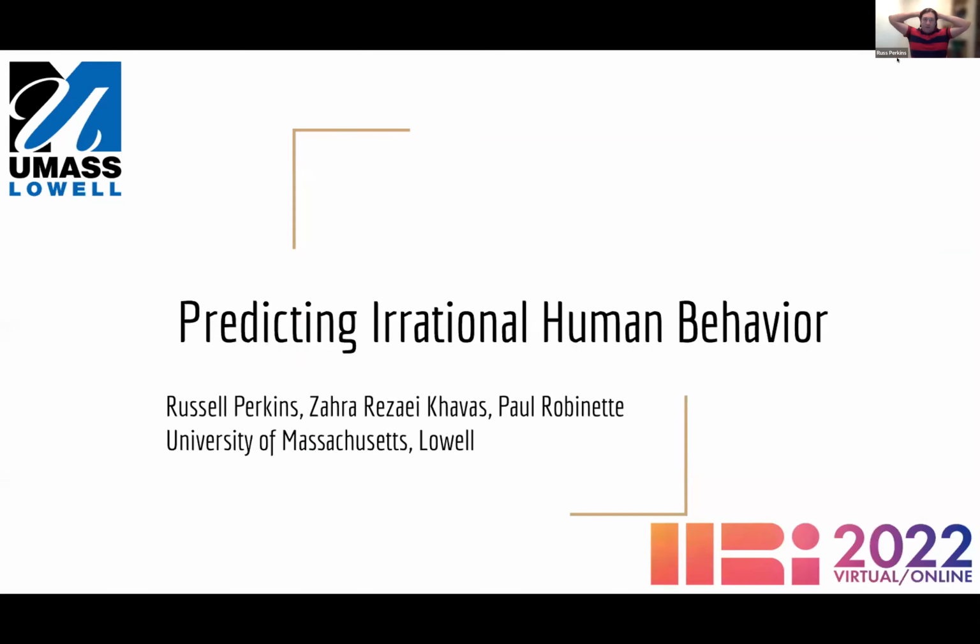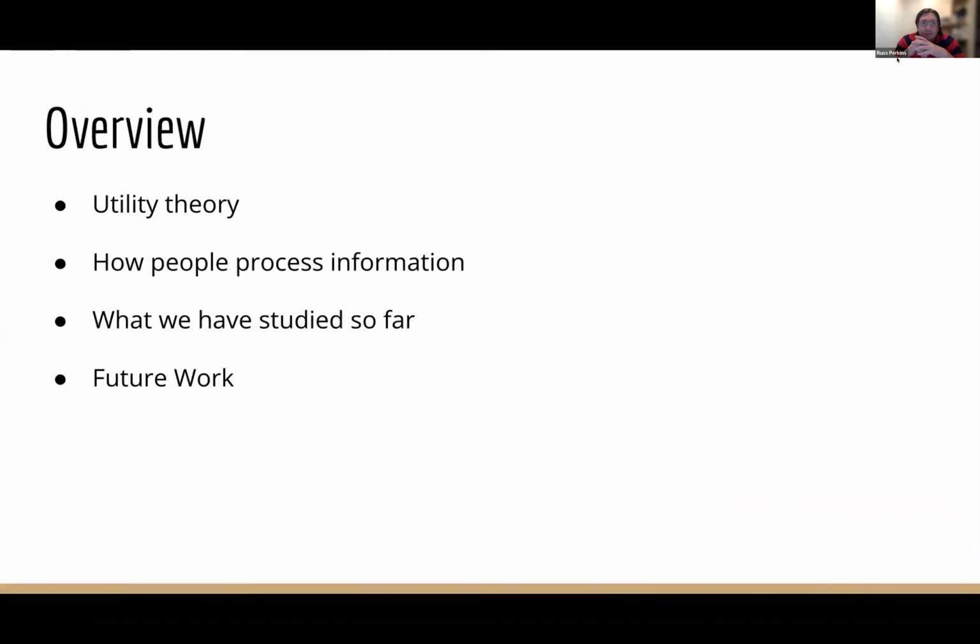My name is Russ Perkins. I'm a PhD student at UMass Lowell. I work with my lab mate, Zara Kavas, and my instructor, Paul Robinette. We do primarily trust research right now, and I'm relatively new to the field. I'm an electrical engineer, originally signal processing, so modeling signals, now trying to model people.